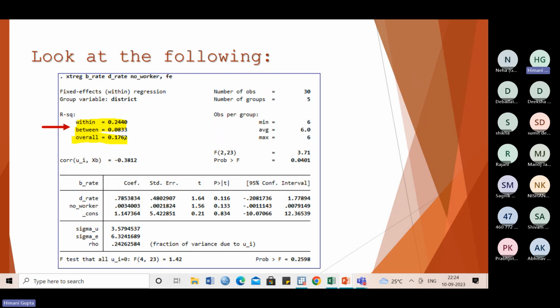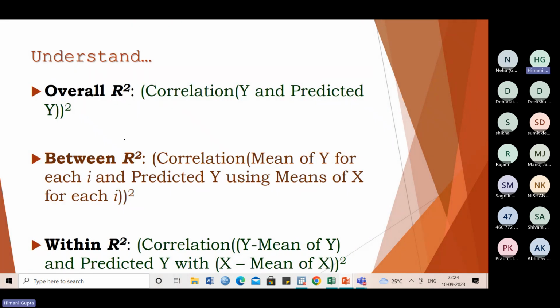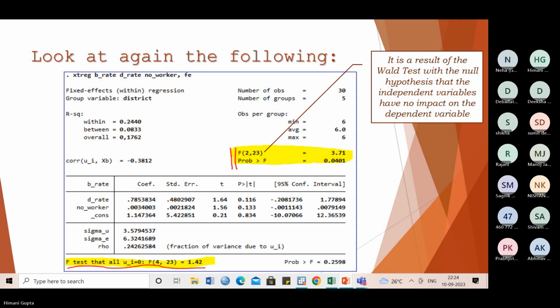So you have to take care whether you are doing the fixed effect or the random effect. Overall R square means your mean of y for each y and predicted, as I've told you how we have done it. Between means two different countries, two different i's, two different individuals, and within means within itself. And whenever we are doing this in Stata, we have to take care about the F statistics also.